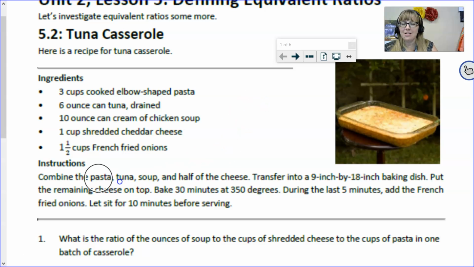We are combining the pasta. Is that pasta going to be cooked so it's soft, or hard and crunchy? Since the first step says combine the pasta, we can probably assume that it's hard and crunchy. Unless you did a really good job of reading the recipe and saw that it's not just 3 cups of pasta, it's 3 cups of cooked pasta. So we need to make sure we know how to read that recipe because the first step is actually to cook the pasta, even though it's not listed. Now that we've had our fun with that, let's dive into the lesson.